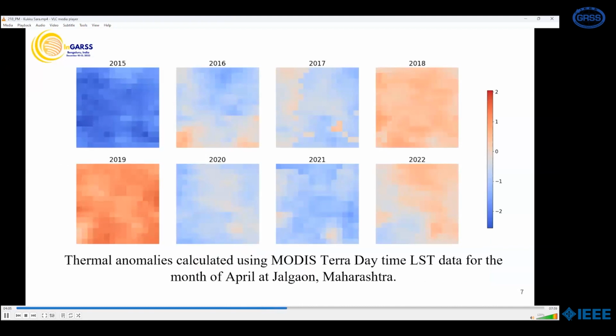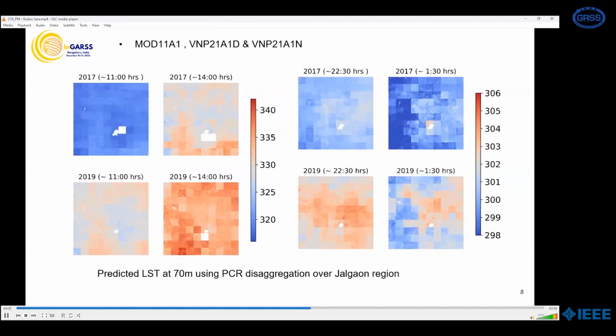So coming to the results, in order to identify the warmer year and a cooler year, thermal anomaly maps were prepared. Thermal anomaly maps are nothing but the deviation of temperature from a long-term mean. For the Jalgaon district, 2019 and 2017 were identified as a warmer year and a comparatively normal year. All the images over these 2 years were downscaled to 70 meters. The downscaled images are shown here.